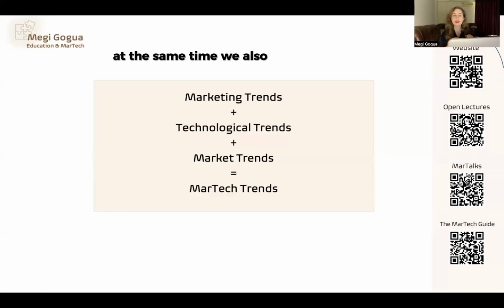At the same time, we also have market trends. MarTech trends which exist, for example, for the USA market might not really represent the trends on the European Union market or any country of the European Union, because they have different types of market, different types of technological growth within each of the countries. So it's also not at the same level of development. And when we have these three components, we can determine the MarTech trends specifically for your case, for a particular year or for a particular industry.